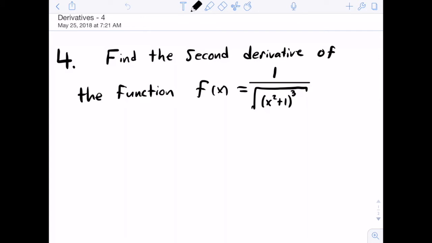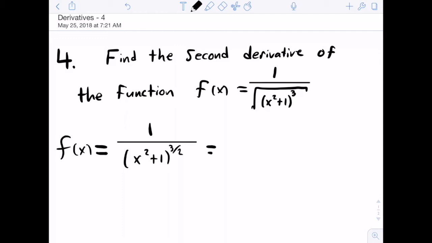Okay, here we're asking to find the second derivative of a function now. And the function here is 1 over the square root of x squared plus 1, all cubed. So just like before, whenever we see a square root, what we're going to want to do is rewrite the function. So we can rewrite this as 1 over the, so we have x squared plus 1 cubed. And then remember, there's the 1/2 power there, which is the square root. So we have 1 over x squared plus 1 to the power of 3 over 2.